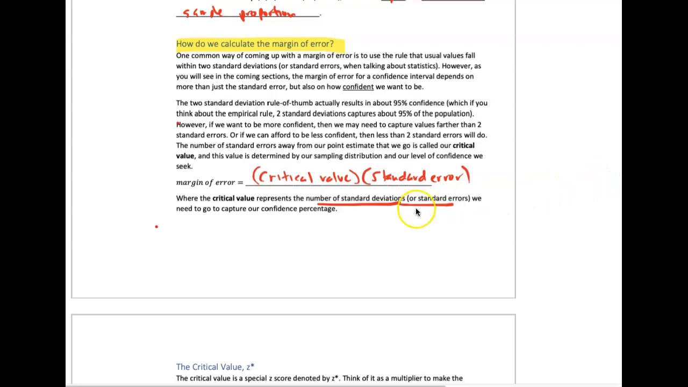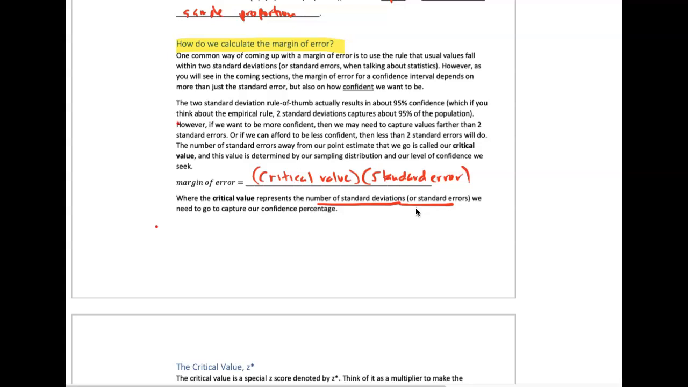So one common way to think about calculating margin of error is to think about our normal distribution and what values fall 2 standard deviations or standard errors above the mean and below the mean. Those two numbers would make up a confidence interval, and we would then say we're 95% confident. So if our margin of error is dependent upon the standard error, then we need to do calculations on the standard error.